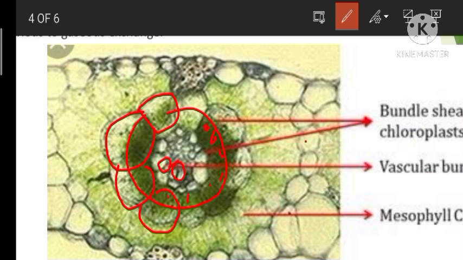But if you take the C3 plants, they do not show such a Kranz anatomy. Their bundle sheath cells are not this much bigger. They are little smaller, and normally they do not have chloroplast in them. Okay.